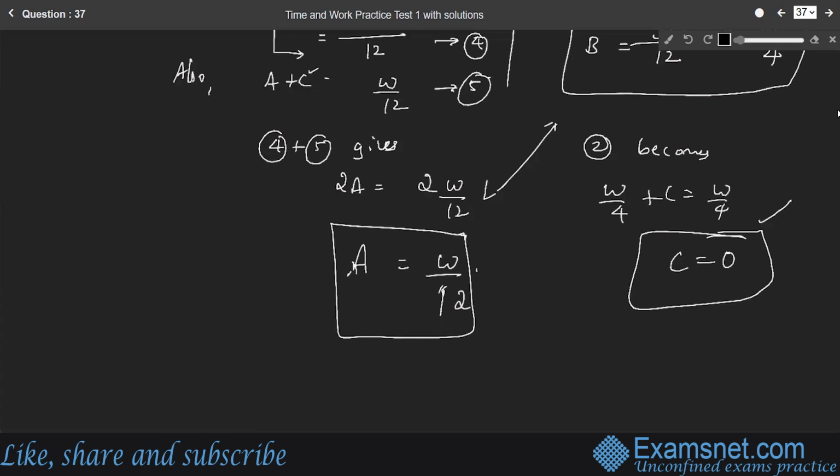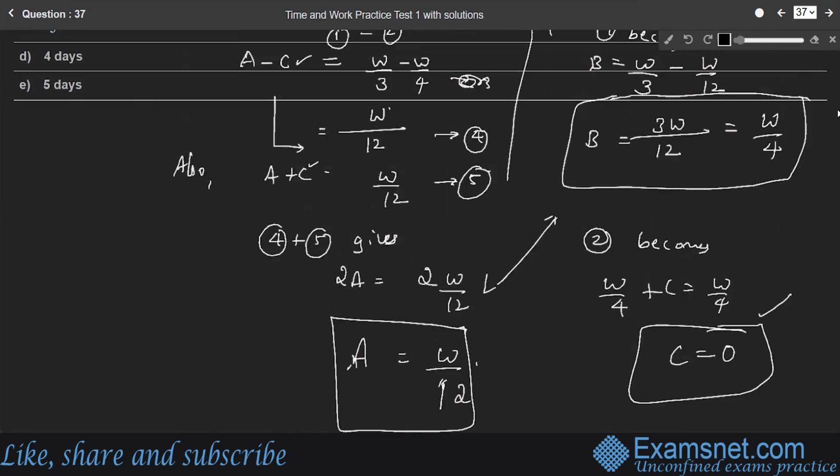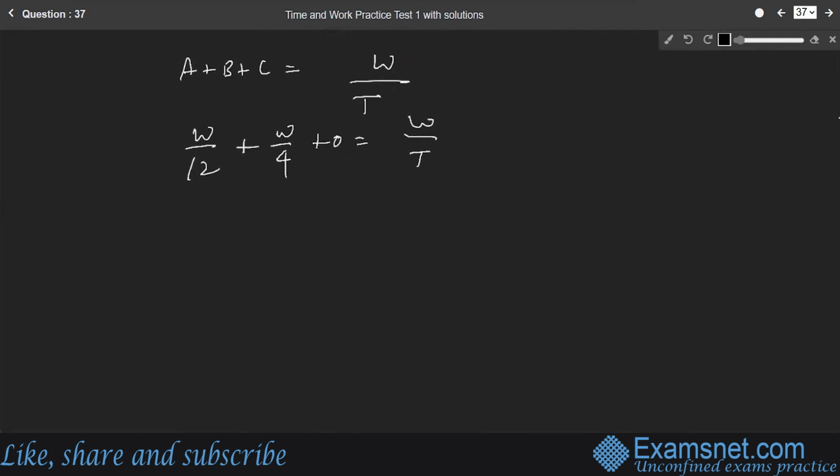Therefore, if all of them start working together, we'll consider their individual capacity: A plus B plus C is equal to total work by total time. So A is W by 12, just now we had calculated, plus the capacity of B, which is W by 4, and C has 0 capacity, is equal to W by T. So we have 12 as the LCM, 3W plus W, so 4W is equal to W by T. So we can cancel W and W. Therefore, T is equal to 12 by 4, which is 3.